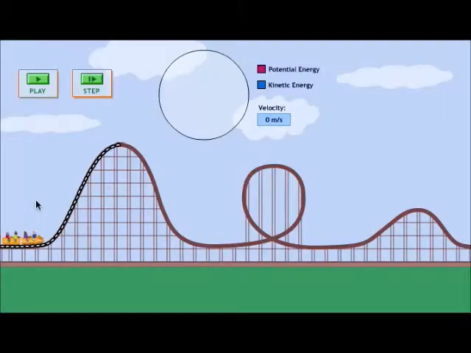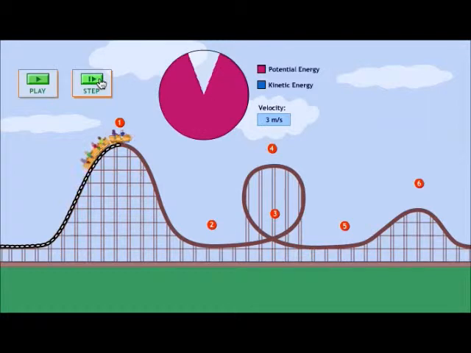Potential energy is the energy that any object with mass has as a result of its position relative to the Earth's surface. The equation for potential energy is equal to the mass of the object times the height of the object times the acceleration due to gravity. As the roller coaster reaches the peak of the initial hill, it has the largest amount of potential energy at this point, since this is the highest height that the roller coaster ever gets to. As you can see, the roller coaster has no kinetic energy at this point.